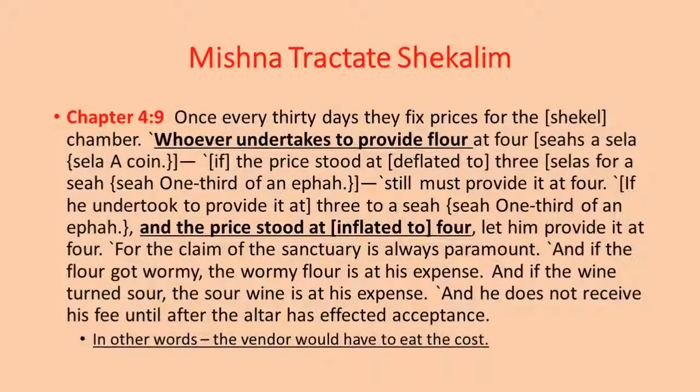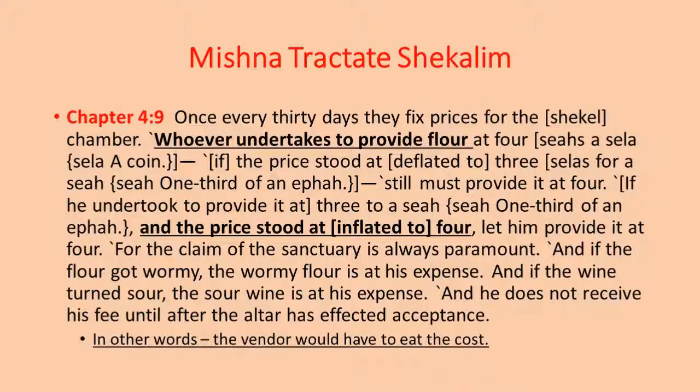All right, so let's go into the Mishnah, Tractate Shekalim. Now, why are we talking about this? Because we're talking about the half shekel. So we're going to use the Mishnah. We're going to read from it, so you can draw some understanding of how the corruption crept into the laws. Okay, here it says in chapter 4, verse 9 of Mishnah Tractate Shekalim: once every 30 days they fixed prices for the shekel chamber.